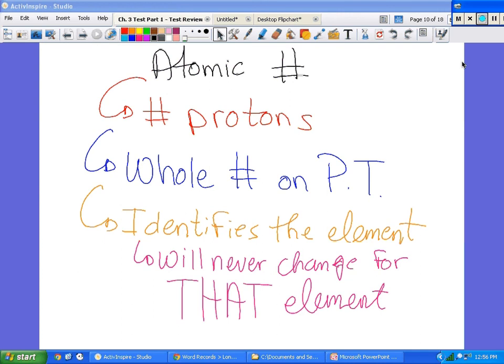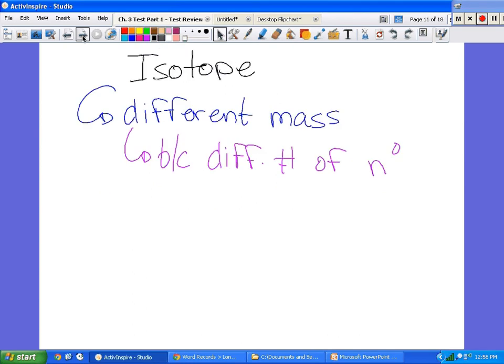The next one. What is an isotope? It's just a different mass because it has a different number of neutrons. I know in the test objectives it says how to identify one. That's just you being able to look at the masses and figure out what it is. Again, an isotope has a different mass because it has a different number of neutrons. Normally the neutrons are going to be higher than the protons, and we'll see that in just a second. Everybody good here?